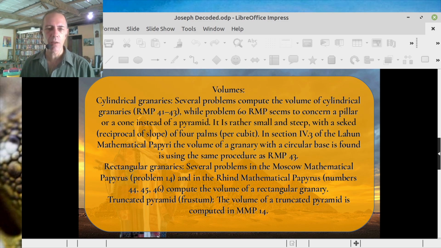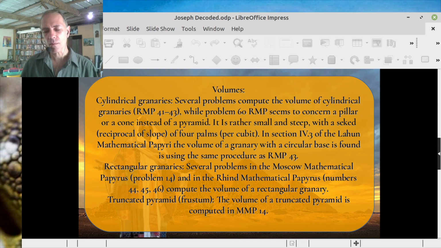And then rectangular granaries. Several problems in the Moscow Mathematical Papyrus, for instance problem 14, and in the Rhind Mathematical Papyrus, problems numbers 44, 45, and 46, compute the volume of rectangular granaries and truncated pyramids, frustums. The volume of truncated pyramids is computed in the MMP 14.